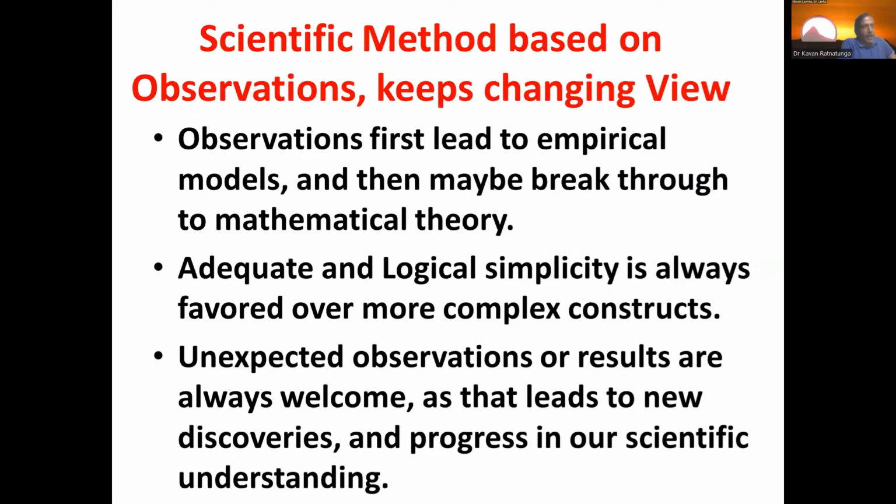So I'll start by describing what the scientific method, as I understand it, is: a method that keeps changing as we get new observations. Basically, observations first lead to empirical models that may break through to mathematical theory. Adequate logical simplicity is always favored over more complex constructs, and I'll give examples. Unexpected observations or results are always welcome, as they lead to new discoveries and progress in our scientific understanding. That's a general statement about science as I understand it.